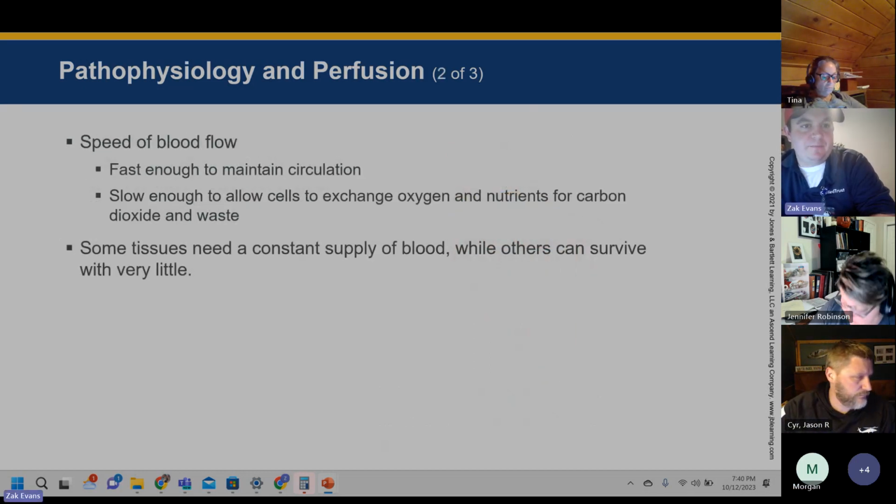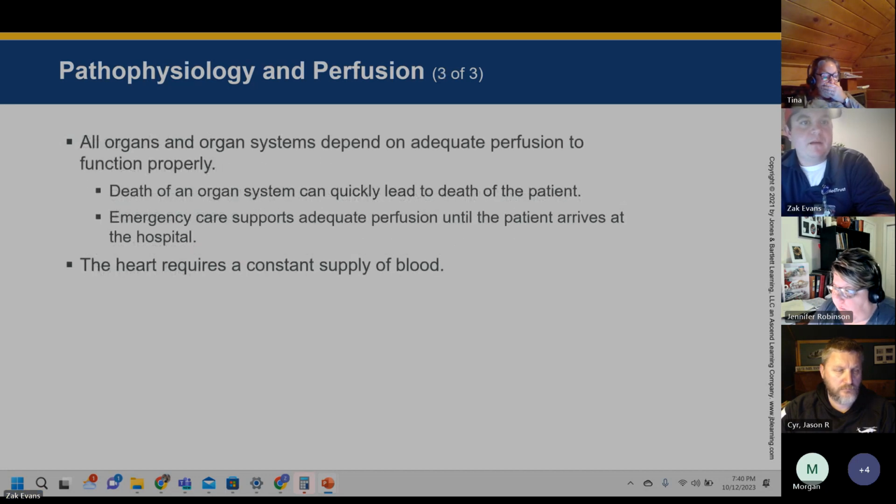Speed of the blood flow. Fast enough to maintain circulation, but slow enough to allow the cells to exchange oxygen and nutrients. And it's very important to be in that kind of middle section, okay? Some tissues need a constant supply of blood, while others can survive with very little. All organs and organ systems depend on adequate perfusion to function properly.